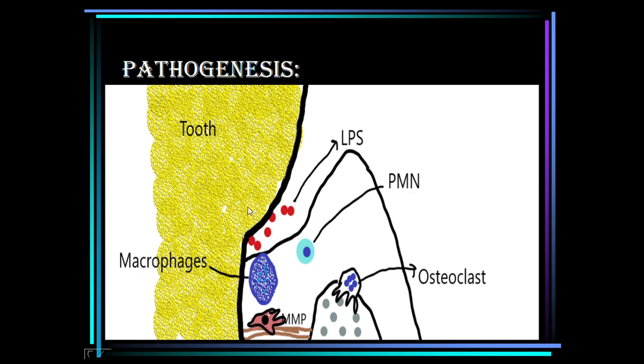I have discussed with you the virulence factors. Now let us see how lipopolysaccharide will cause inflammation. The lipopolysaccharides are liberated once the bacteria dies, and once it dies, it will liberate lipopolysaccharide from the outer membrane, which will activate macrophages and polymorphonuclear neutrophils, and hence more destruction of collagen fiber by MMP, and osteoclast activation will be there, and hence bone resorption and collagen destruction will be there.